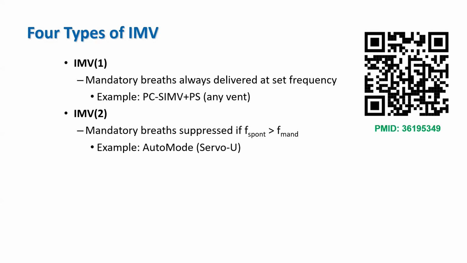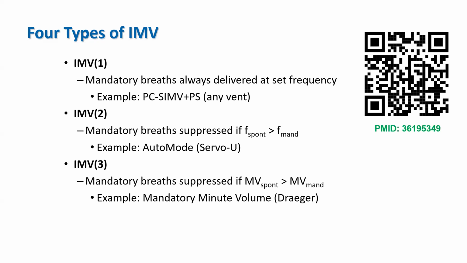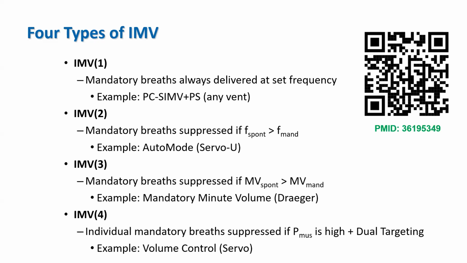IMV2 will allow the patient to suppress mandatory breaths if the spontaneous breath rate is greater than the set rate. And that's important because mandatory breaths cause more dyssynchrony than spontaneous breaths do. IMV3 will also suppress mandatory breaths, but only if the spontaneous minute ventilation is larger. Finally, IMV4 allows the patient to turn individual mandatory breaths into spontaneous breaths if the inspiratory effort is large enough. You'll need to think about this a bit and read the article represented by the QR code.